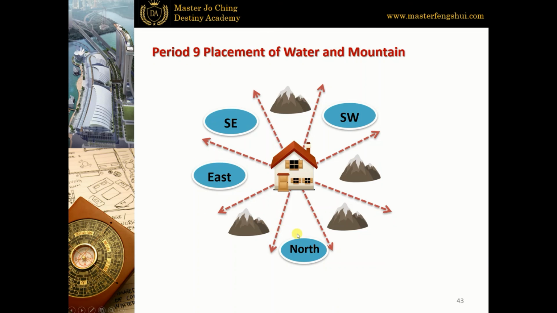So what I'm saying is that if you happen to see a mountain outside the north sector, then it is no good. It's going to, of course, affect your money, because the north sector can only see water in today's context, until 2024 February. So I hope you are clear.